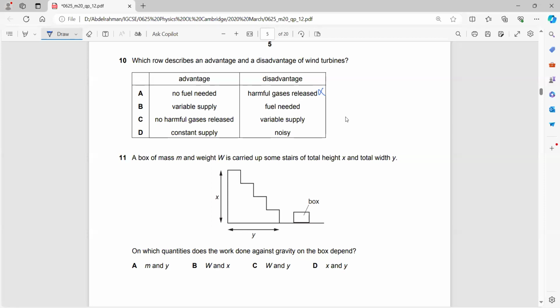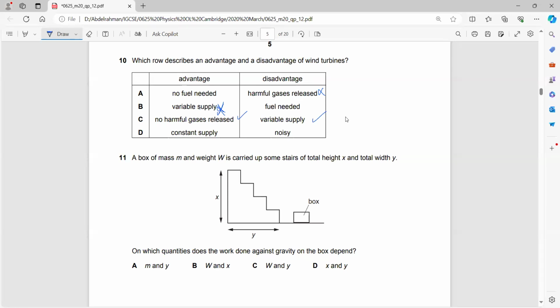Advantage, variable supply. How is a variable supply an advantage? Actually, variable supply would be a disadvantage. You need a constant supply. A variable supply means that it is not reliable. Advantage, no harmful gases released. Disadvantage, variable supply, which is not reliable.